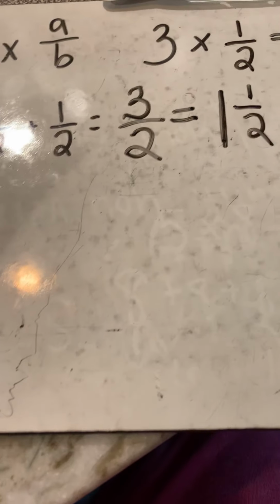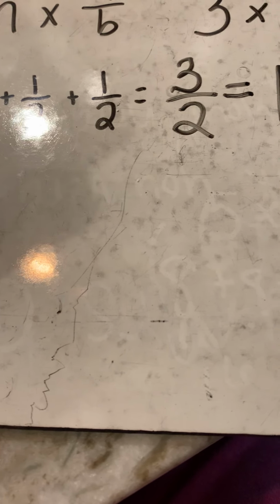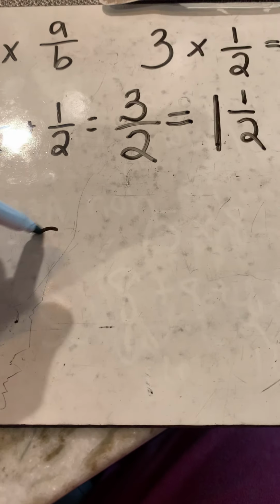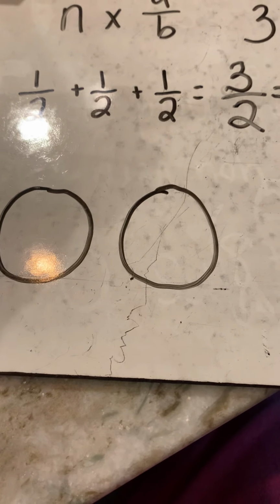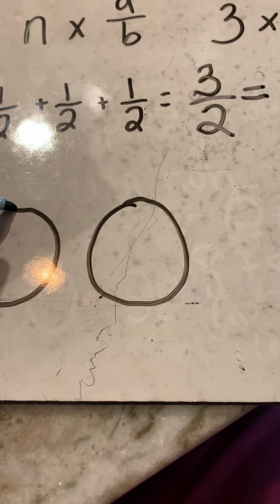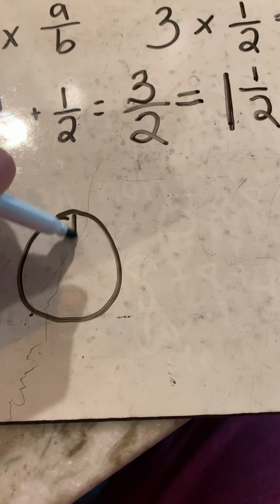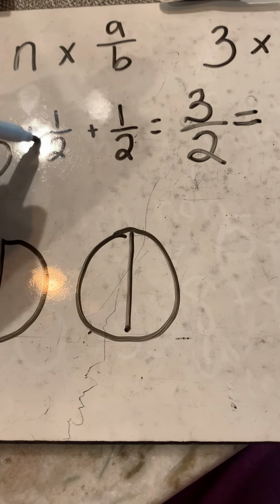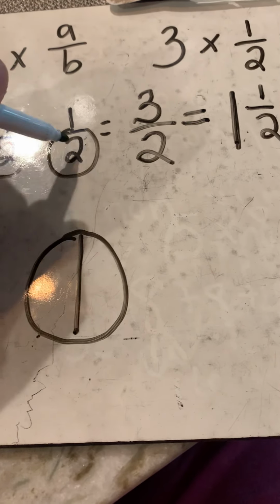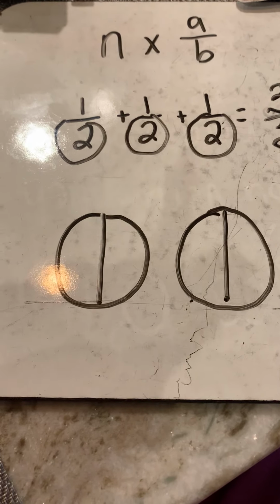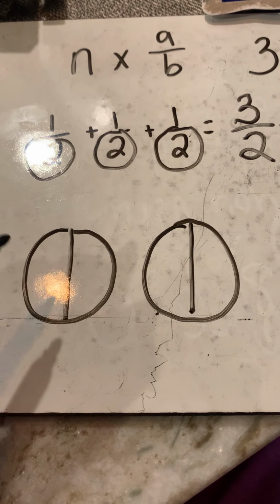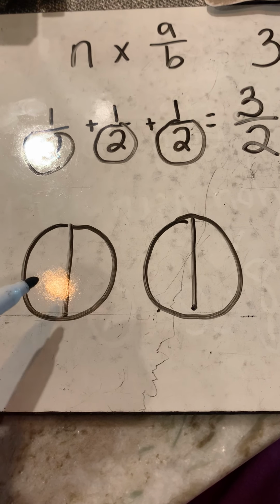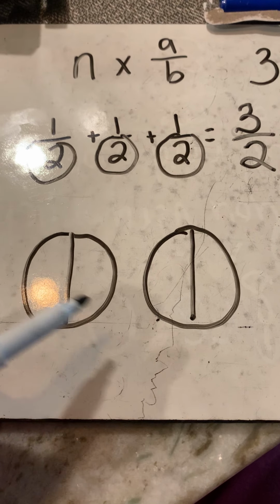I am going to show you that as a visual model, because I know that is part of the I can statement. I'm going to draw out 3 halves for you. I know that my model, no matter which way I do it, a circle, a square, a rectangle, is going to be split into halves. How do I know that? Because that's my denominator. My denominator always tells me how many equal pieces, and equal is the key with fractions, my whole will be split up into.